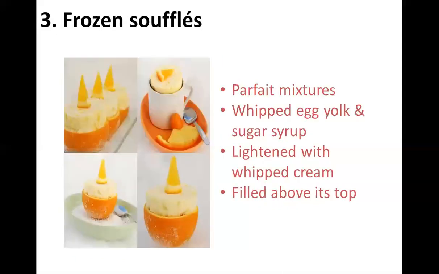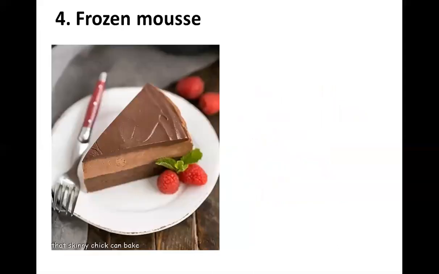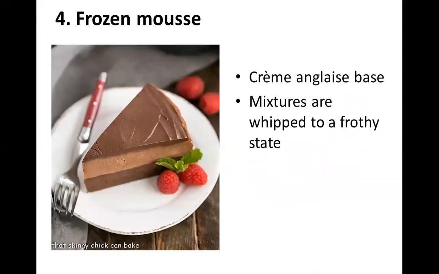Next one is a frozen mousse. The frozen mousse can be made either from a creme anglaise base or from a syrup, as are most types. Creme anglaise is basically nothing but a custard sauce, and syrup based means these are made like a zabaglione. So on egg yolk, the hot sugar syrup is poured, and then these are beaten. So that is a basic mixture.